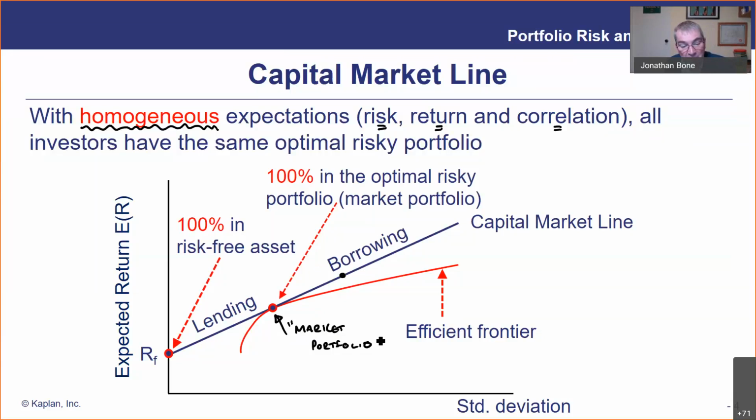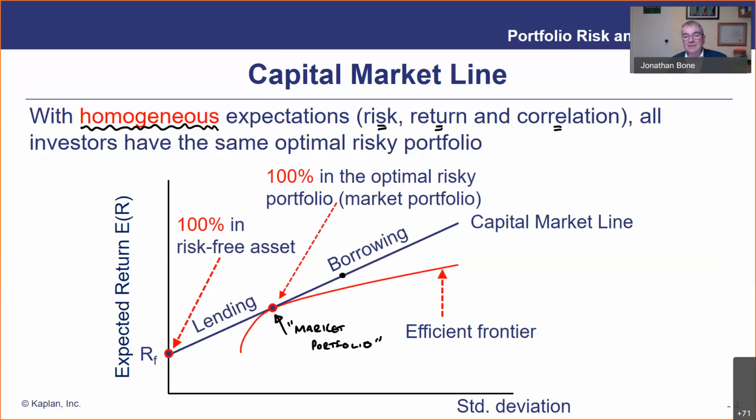When we look at the real world, investors have different expectations of risk, returns, and correlations, or at least fund managers have different expectations of risk, returns, and correlations. Everybody has a different efficient frontier, so everybody comes up with a different tangency portfolio.